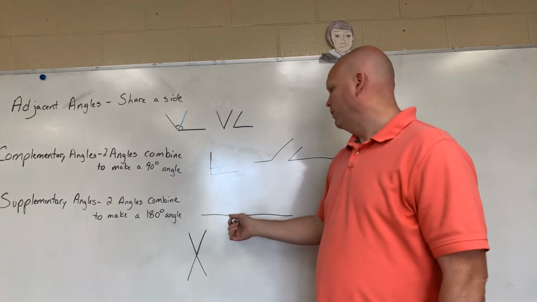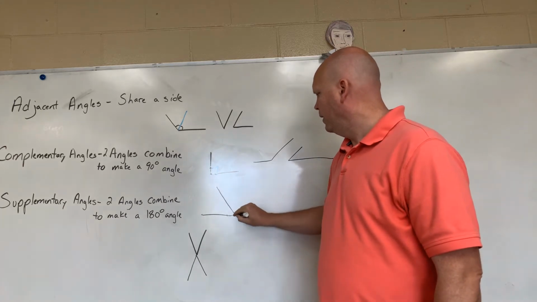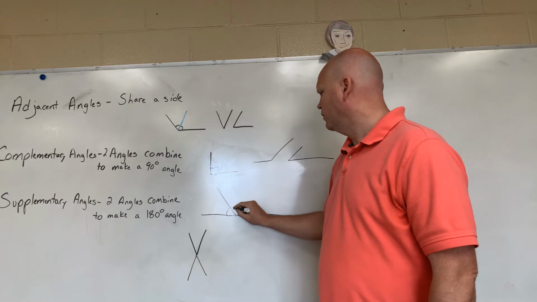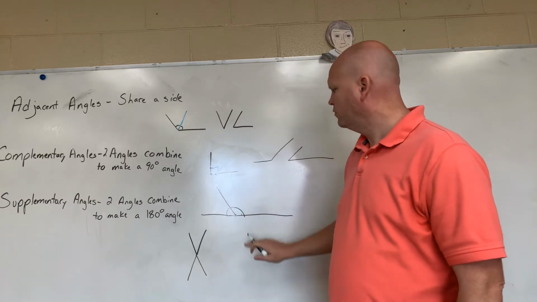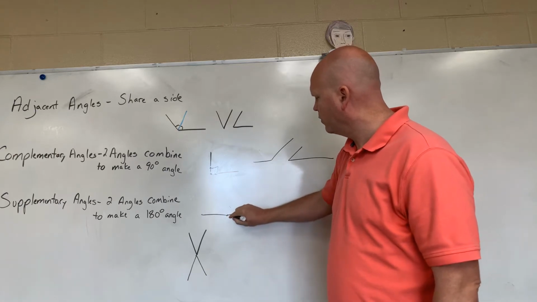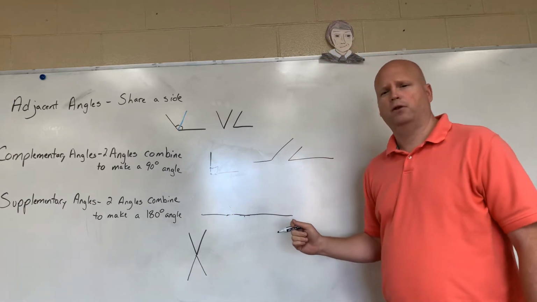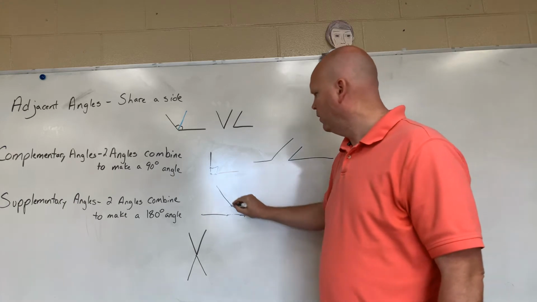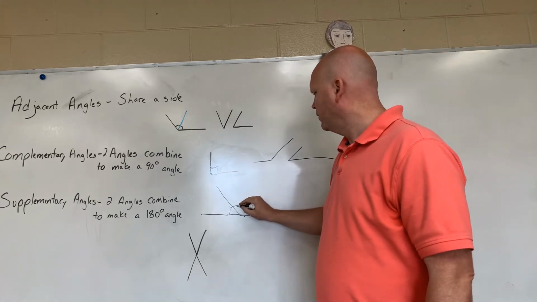A supplementary angle is two angles combined to make 180 degrees. So if I had two angles like this, if I took away the shared side, I would be left with a straight line, which is exactly 180 degrees. So that makes these two angles supplementary.